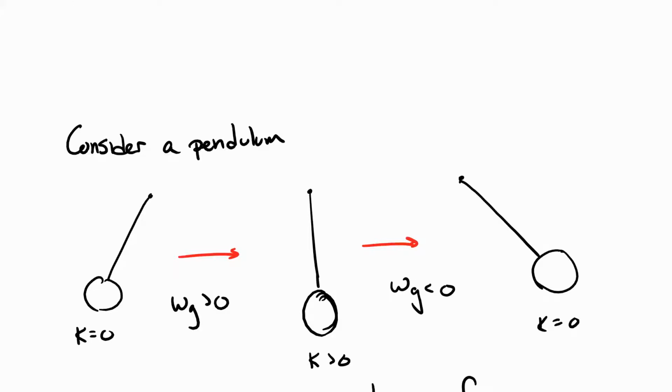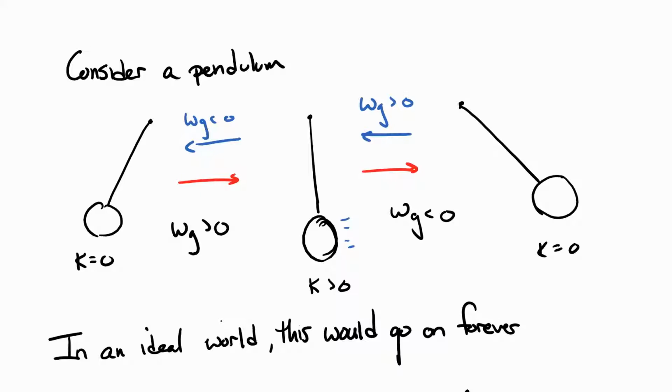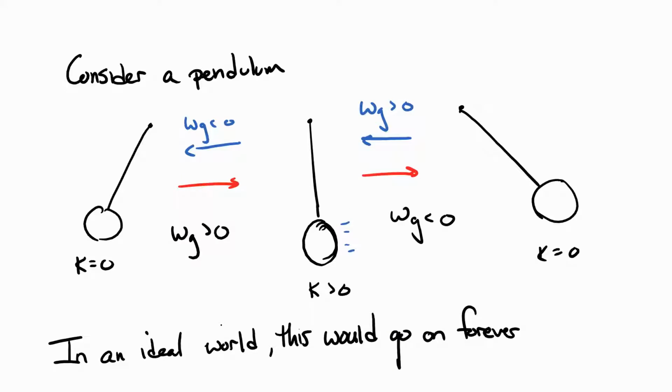And then it swings back, right? Going this way, it's going down again, so gravity does positive work. It's moving fastest at the bottom. It goes up, so gravity does negative work, and it slows down at the top. It seems like this keeps going back and forth, and in an ideal world, this would go on forever. Ideal meaning, with a vacuum and no air resistance and no collisions with anything and all sorts of stuff.